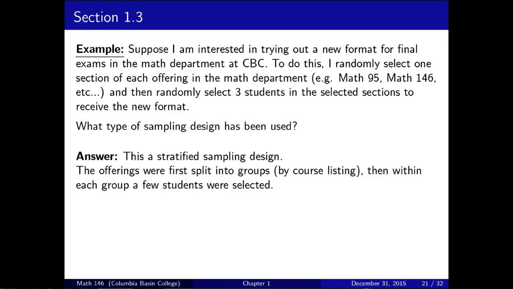So what type of sampling is this? This would be an example of a stratified sample. Okay, we split the population into groups by their course number, and then within each group we pick a few students. All right, pretty straightforward. The nice thing here is that we're going to see how this new format would affect people all the way from the 80s, 90s, 100s, and up.